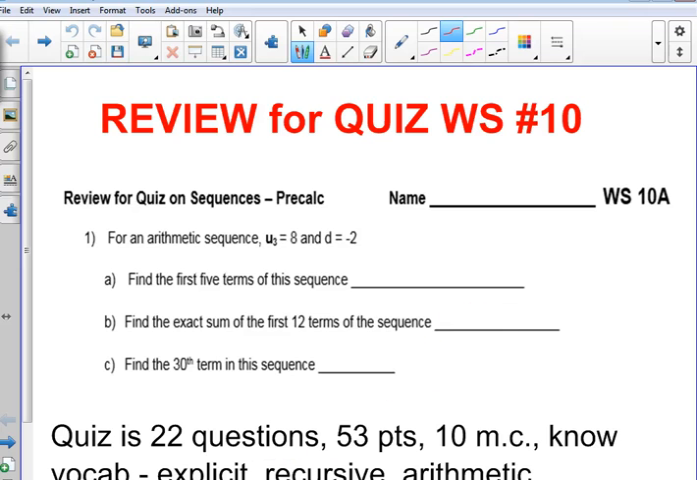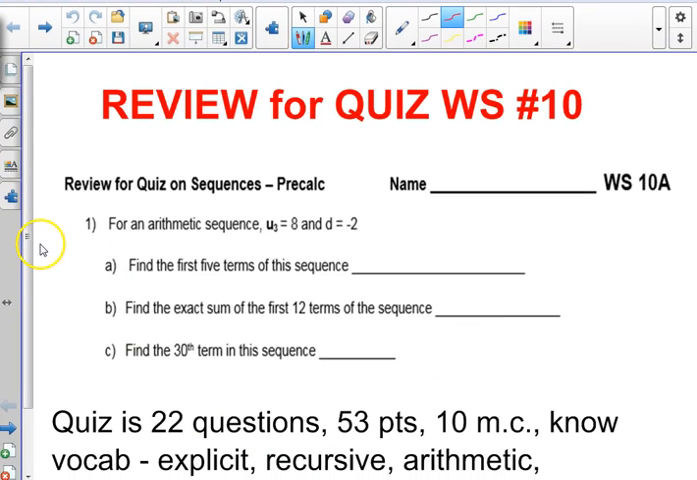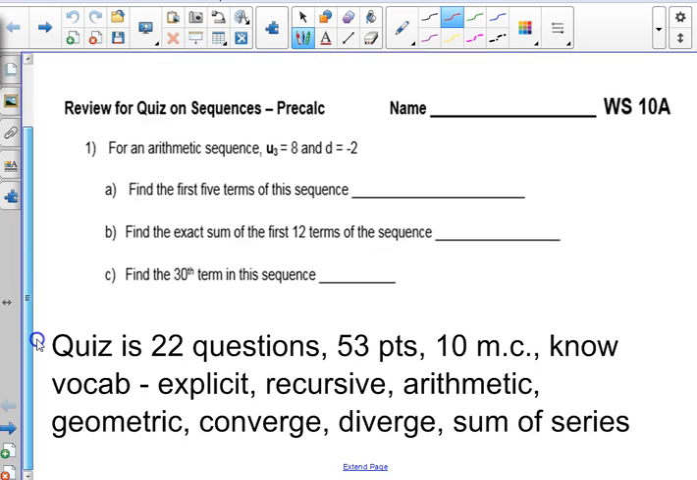All right, before I start doing specific questions off the review, there's some notes here at the bottom. It says the quiz on sequences will be 22 questions. It's worth 53 points. Only 10 of the questions are multiple choice, okay? The vocabulary you have to understand, not define, but when it's used in a sentence, you need to know what it means when it asks for explicit or recursive form.